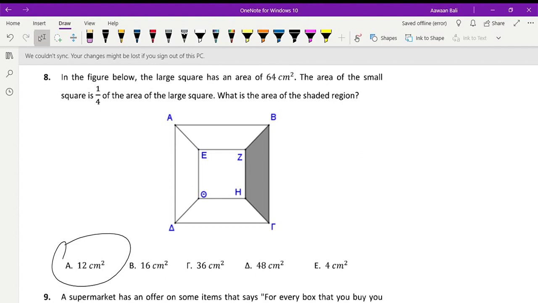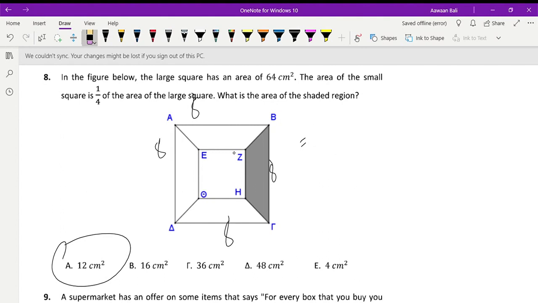Okay, so basically, the large square is the whole square in total. And now a squared, where a is the side of the square, is the area of a square. So if a squared is 64, you root both sides. A is equal to 8, which means the sides here are all a. Now, there are 2 ways you can do this.